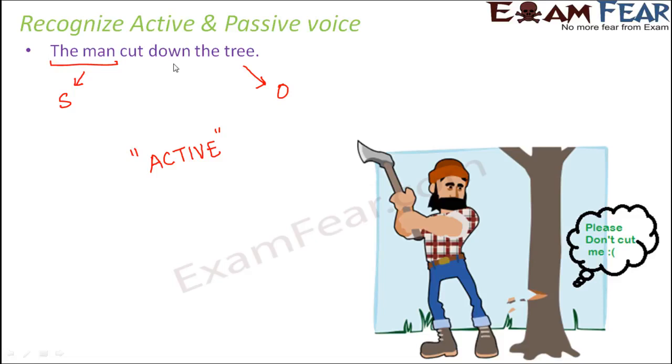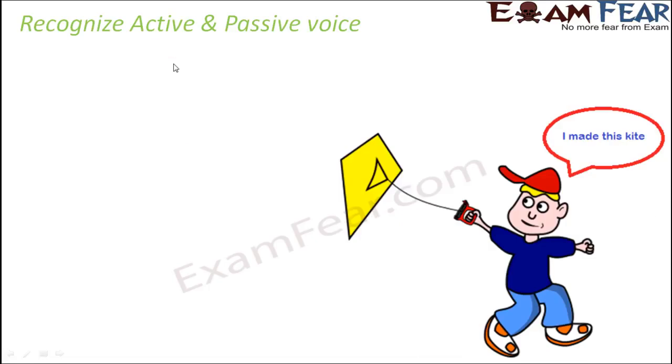Had it been the man cuts down the tree, in that case it would have been simple present. In this case, the man cut down the tree. This would be simple past, right? So anyways, this is active voice. Let's move on to the next example. The boy looks very happy as he made this kite. So the boy made a kite.